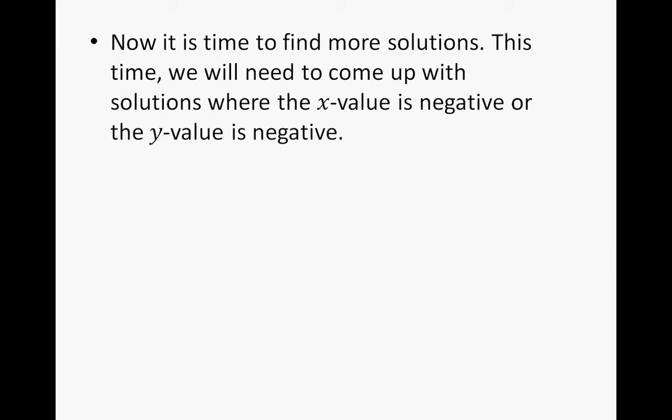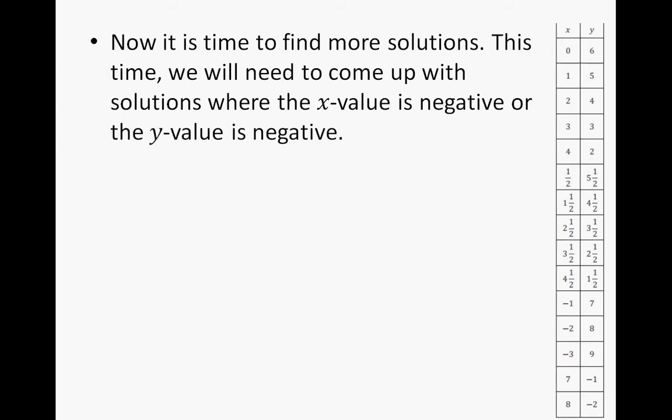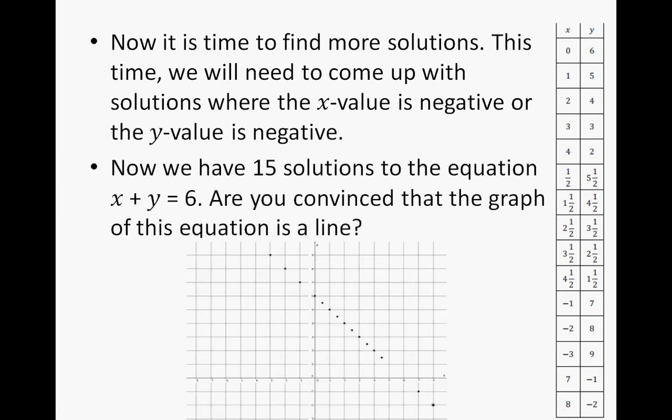This time we will need to come up with solutions where the x value is negative or the y value is negative. So we've added more. We have -1, -2, -3, and then we also have some solutions in which y is negative. In this case, -1 and -2 for y. So now we have 15 solutions to the equation x + y = 6. Are you convinced that the graph of this equation is a line? Here we have these plotted again.